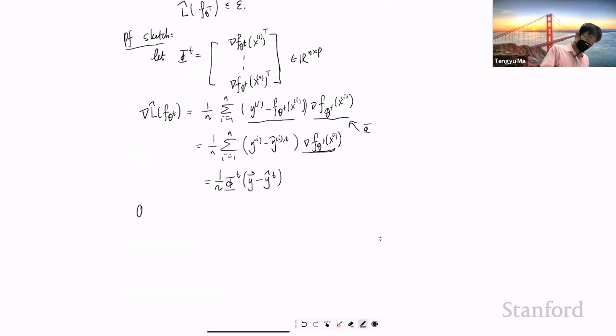And that means the update rule for delta theta t. I somehow wrote theta t, so I'm going to use theta t instead of delta theta t. They are the same, they only differ by a translation. So theta t plus 1 is equal to theta t minus eta times this gradient. And this is equal to theta t minus eta times 1 over n times phi t times y vec minus y hat t.